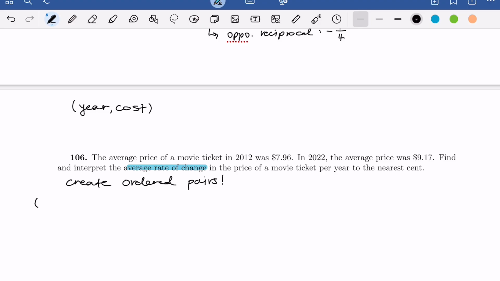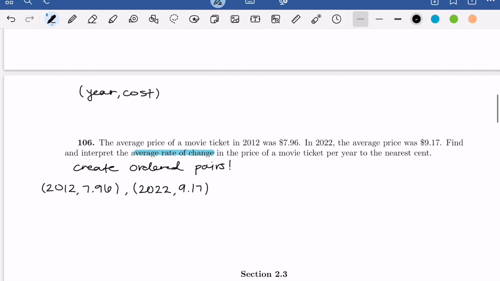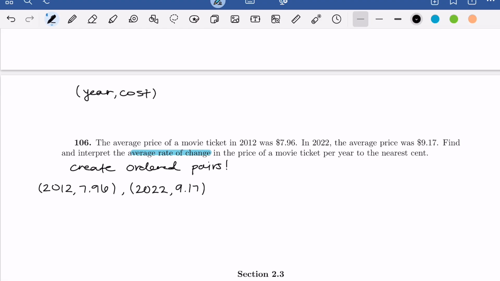Our first ordered pair is going to be the year of 2012, and our output or our cost of the movie ticket that year is going to be $7.96. And then our second ordered pair is going to be 2022 and $9.17. Okay, so with this information, we can easily find our slope or our rate of change. I'm going to label this as x1, y1, and then x2 and y2, and go ahead and plug it into our slope formula. This formula is the change in our y values over the change in our x values.